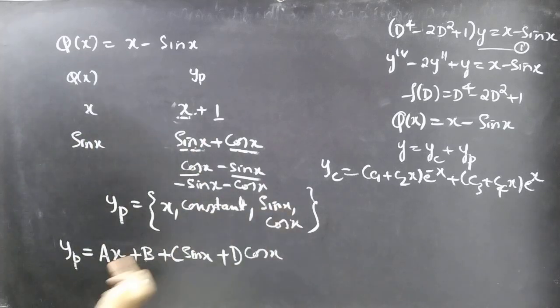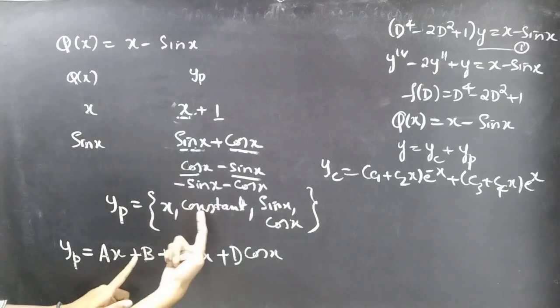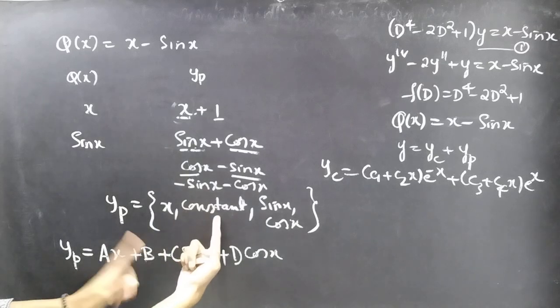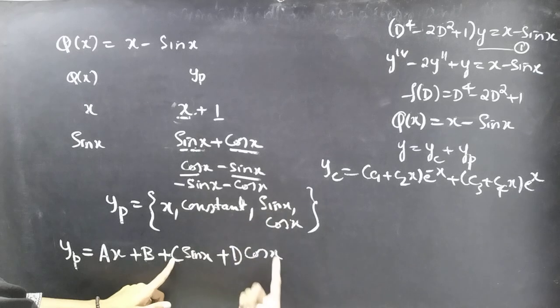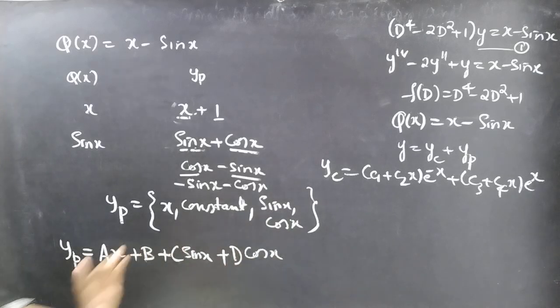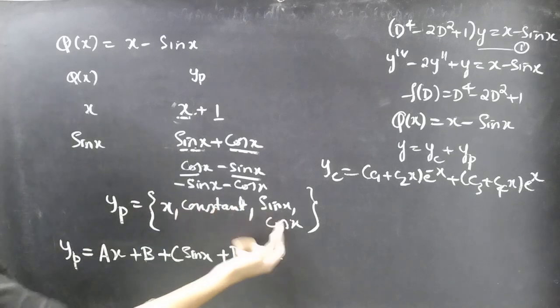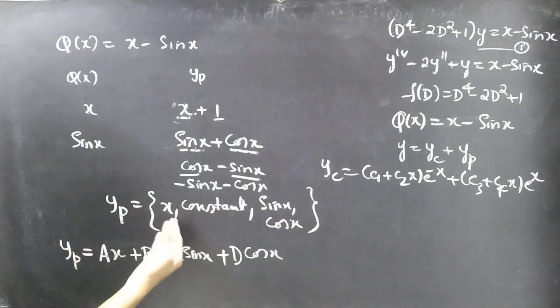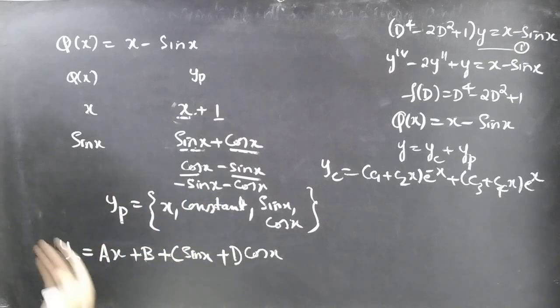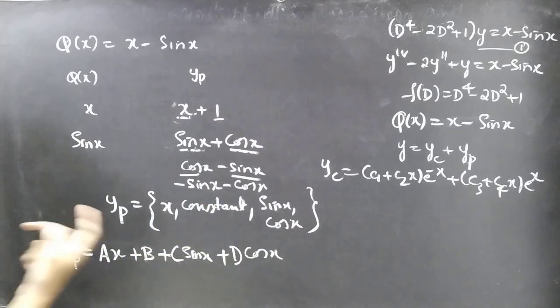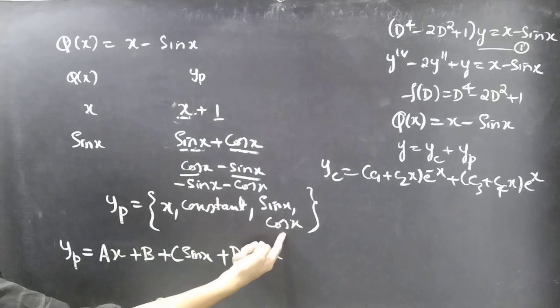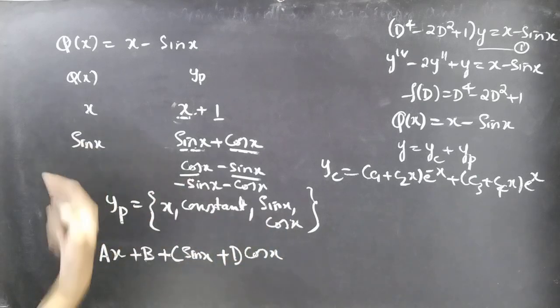Now use these 4 and write yp. You have to write a coefficient before every term. For x we'll have a, for the constant we'll write b, for sin x we'll have c, and for cos x you'll have d. Or you can pick sin x and cos x first and later go for x and the constant. Or you can write it as a sin x plus b cos x plus cx plus d, whatever.